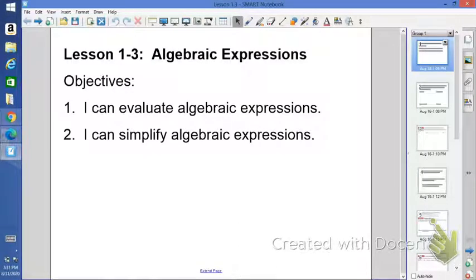Lesson 1.3 is titled Algebraic Expressions. The two objectives we have: to evaluate algebraic expressions and simplify them.